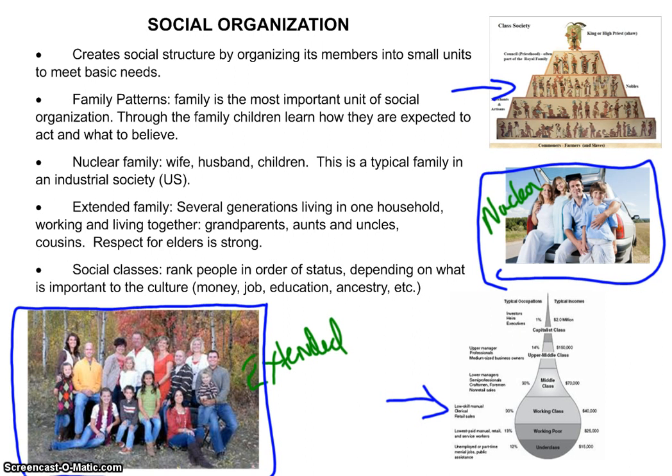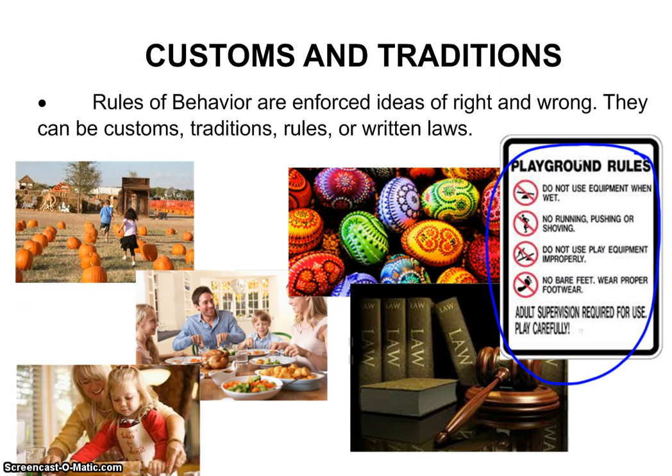Okay, then we have customs and tradition. These are rules of behavior, and they're enforced ideas of right and wrong. They can be customs, traditions, rules, and written laws. I'm sure your family has different ways of celebrating certain holidays depending on your religion and your nationality. Halloween, Thanksgiving, Christmas, Easter, 4th of July. There's every one of those holidays and other events throughout the year, birthdays and things like that. Each family and culture has different ways of celebrating those.